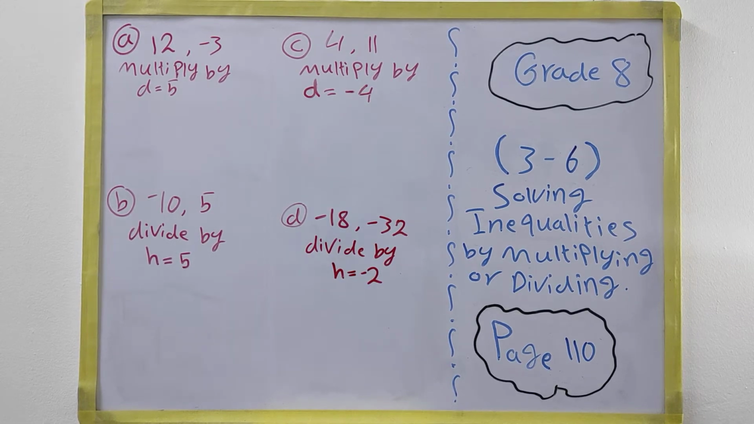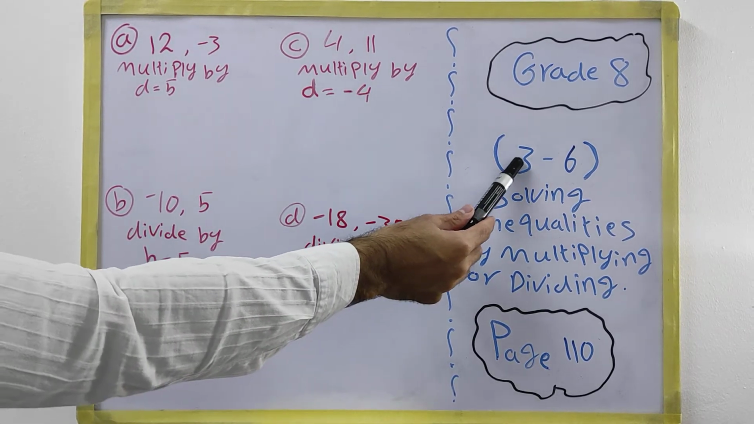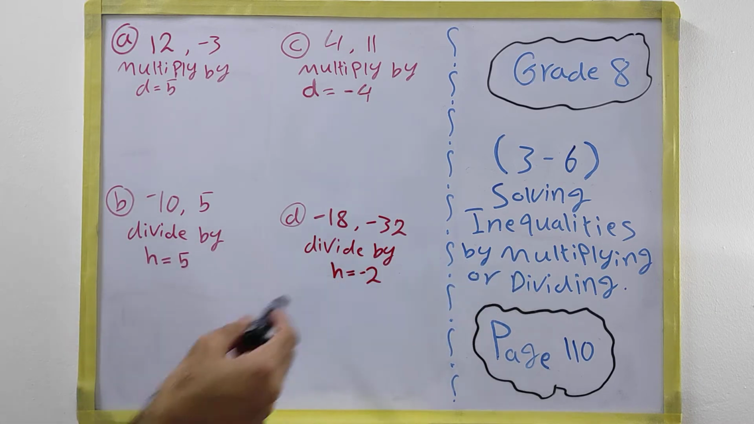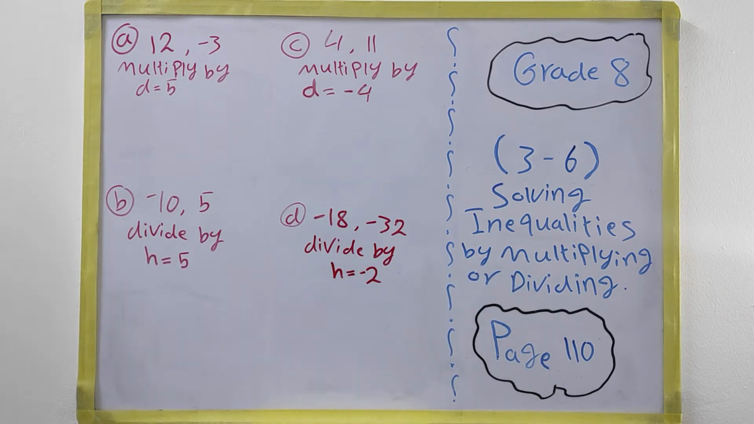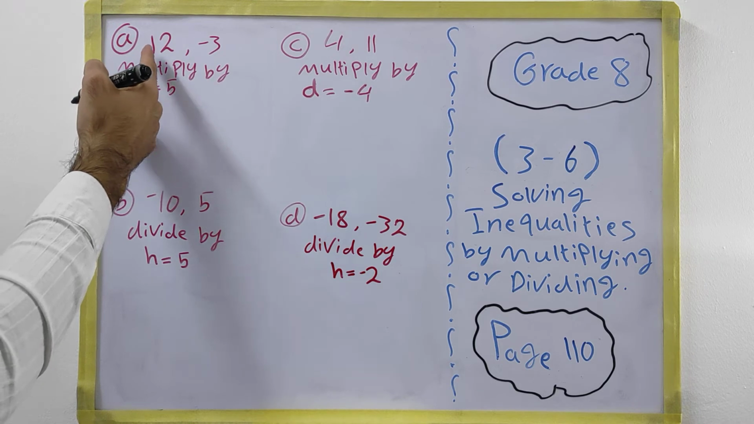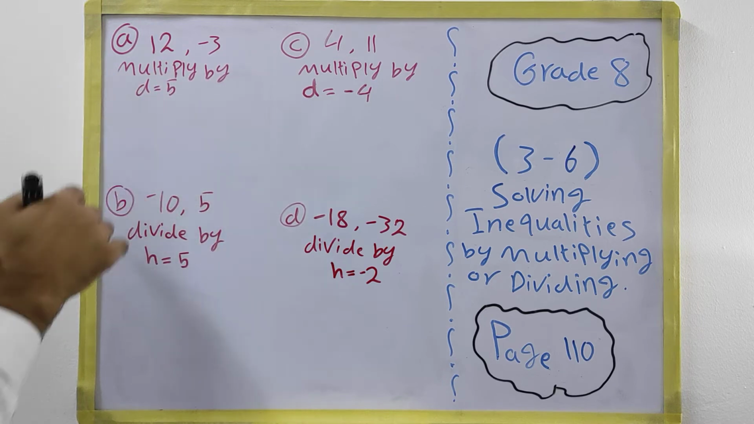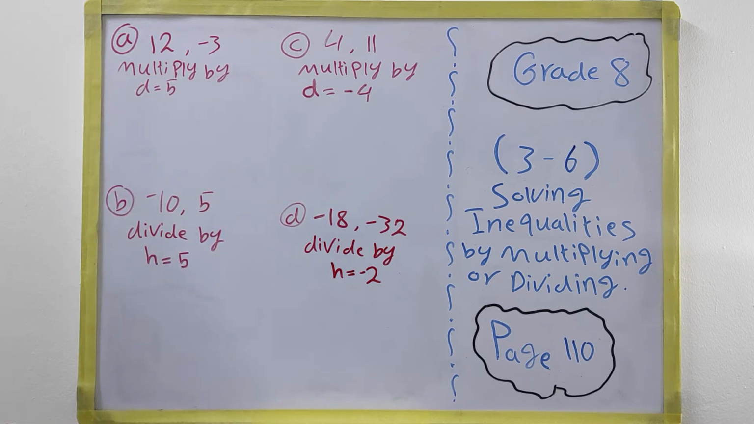Hi everyone, in this video we have grade 8, chapter 3, section 6, solving inequalities by multiplying or dividing. We use these two, multiply and divide by something. In these examples that you see, we have two numbers in each one of them, and in each one of the questions we have multiply by something or divide by something.